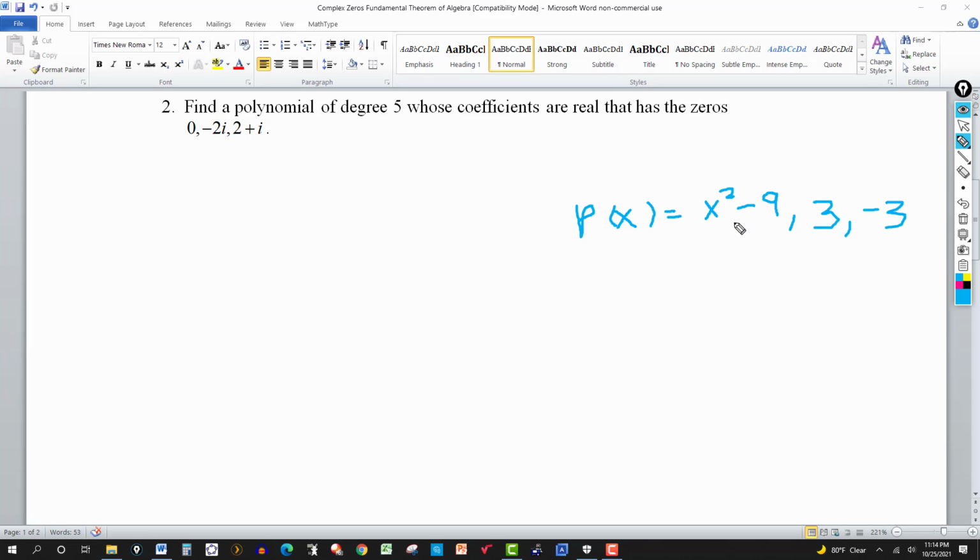Okay, so what the factor theorem tells me is if I know that these are zeros, then I know that x minus the zero is a factor. So x minus 3 would be a factor of that polynomial. And minus 3 is a zero, so x minus that value, which would be x minus a minus 3, which would be x plus 3.